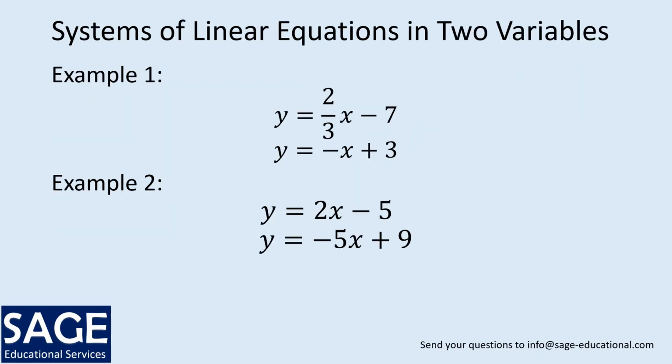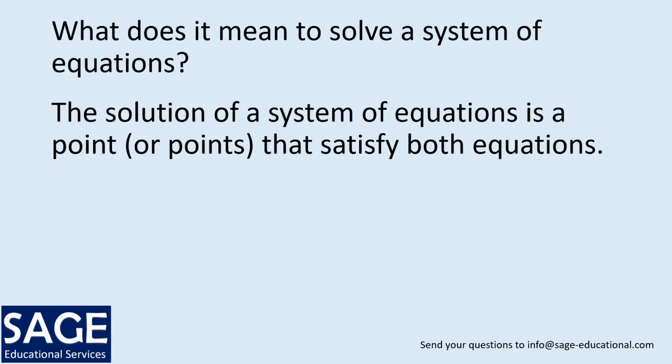So here are two examples of what a system of linear equations in two variables looks like. Both of those examples have two equations each, and both equations have the same two variables. Now, what does it mean to solve a system of equations? It means to find a point or points that satisfy both equations. So the solution of a system of equations is a point or points that satisfy both equations.